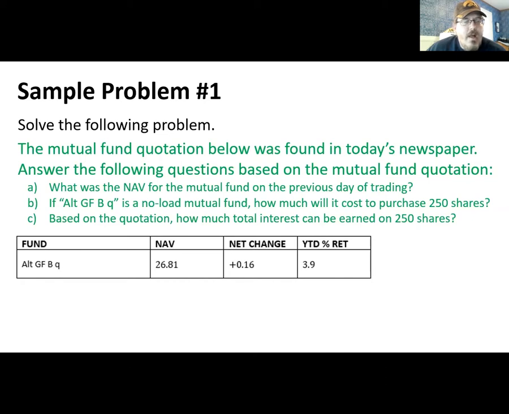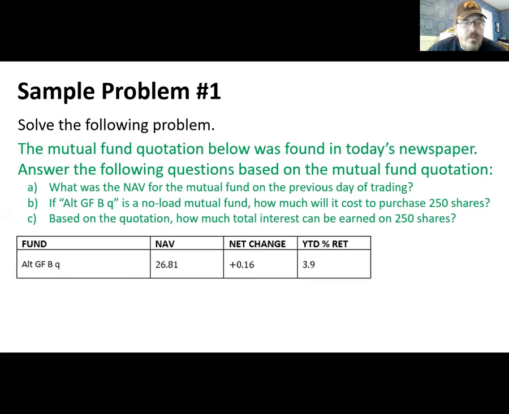All right, now, when it comes to the mutual fund quote, the information is a little bit less than what you've seen in the stock quotes and bond quotes. Basically, you've got the fund name, and what's called the NAV, the net asset value. You've got the net change, which shows you how the price of that mutual fund changed from the previous day. And then you've also got the rate of return on that mutual fund. So with that, let's calculate a couple of things.